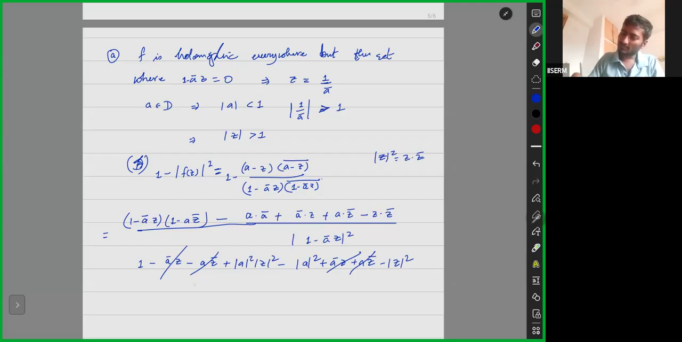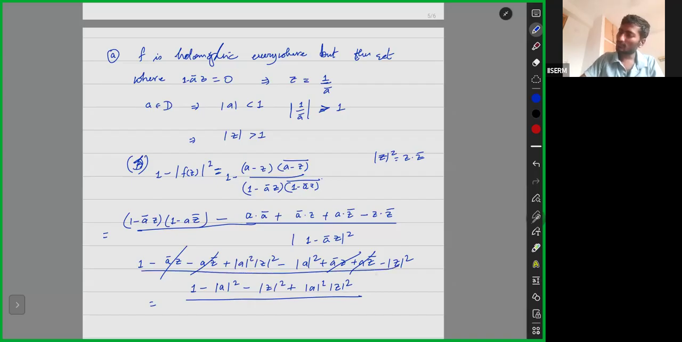So what remains is 1 minus mod A square minus mod Z square plus mod A square into Z square. In the denominator, what we have? 1 minus A bar Z whole square.